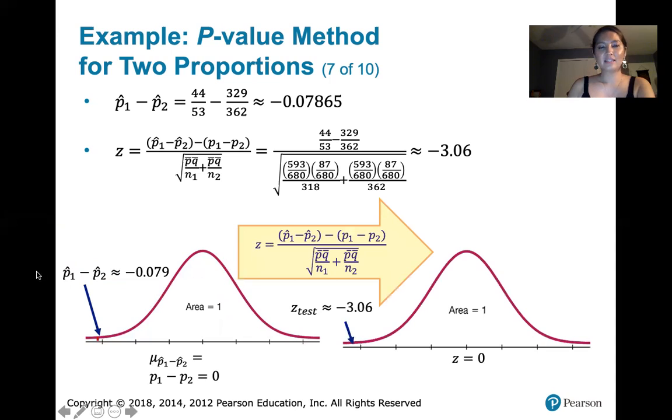So we're just taking this distribution of P1 hat minus P2 hat, and then we're using this formula for the test statistic Z to convert from a non-standard normal distribution to a standard normal distribution. And we're saying, okay, well then P1 hat minus P2 hat under these conditions is approximately 3.06 standard deviations below the mean.